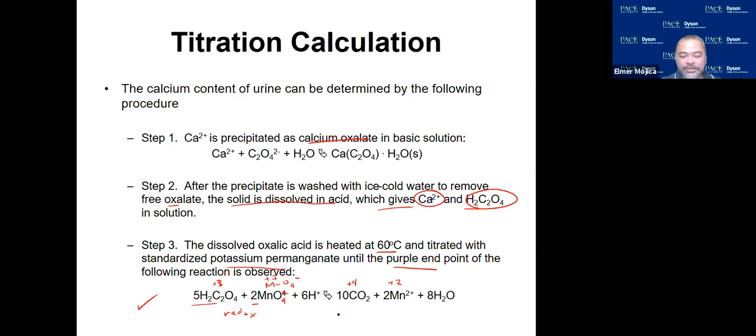So one of them is oxidized, one of them is reduced. Now, this is important because you're going to use the stoichiometric ratio here in the calculation. So now we're going to do calculations. So you have to have your calculator.